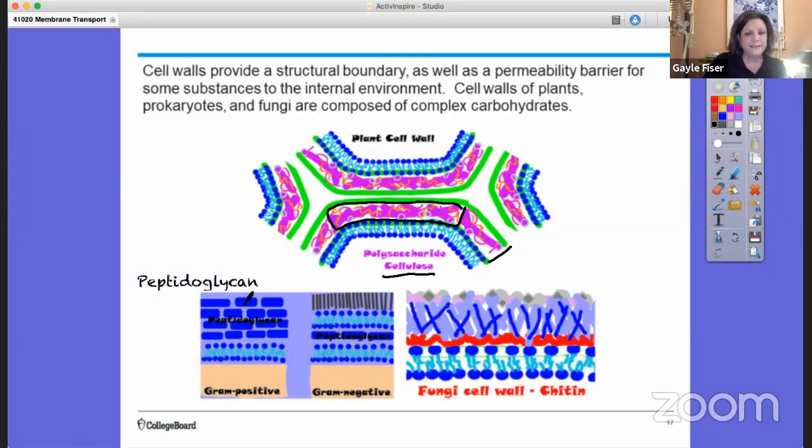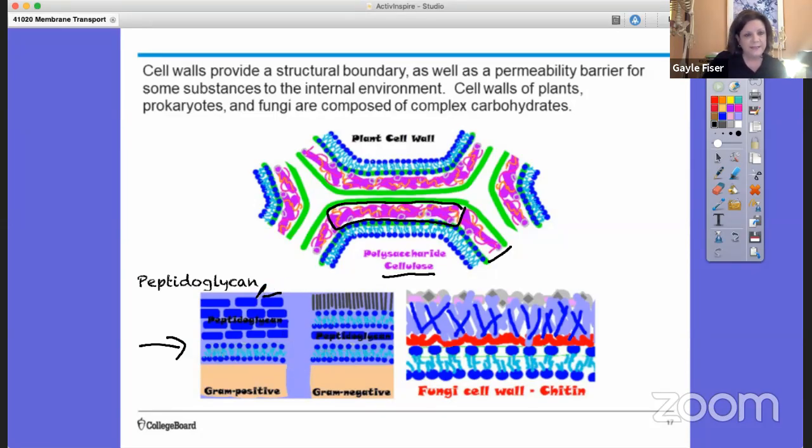Now, this is done here. We have bacteria. We have a gram-positive and a gram-negative bacteria. And when you go to college and you get your microbiology class, you're going to be doing something called a gram stain. And anyway, you're going to learn about these two types of bacteria.